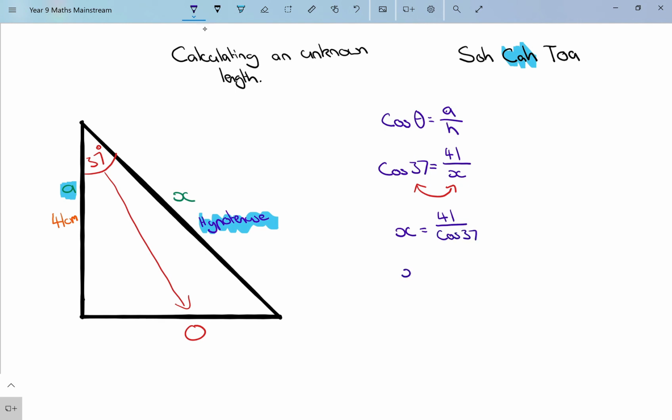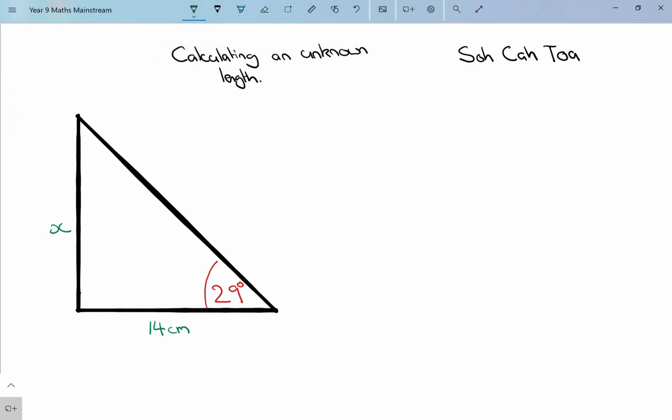You'll need to use your calculator again, and you get x equals 51.34 centimeters. Okay, so it's important to remember the units in these. We're going to do two more examples quickly. So here we have our reference angle of 29. We've found our opposite and our adjacent. We don't have a hypotenuse length, and we're looking for that opposite length.